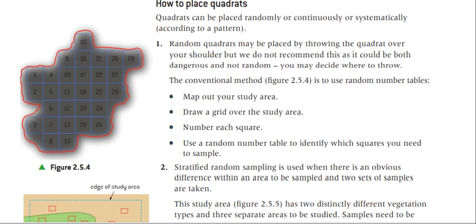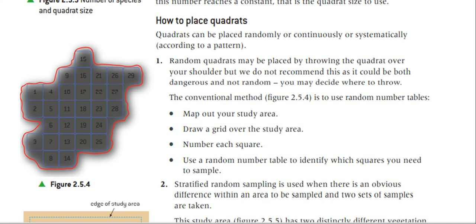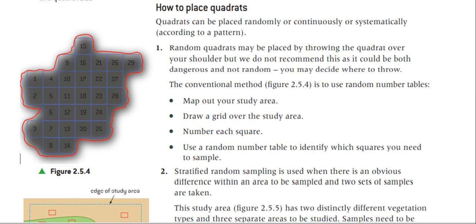Now, how to place the quadrats, right? It's a big question. How to do that? Please remember, it has to be done very randomly, very unbiased, okay? Very systematically and continuously also, according to the pattern. So random quadrats, okay, let's go through the data that we've been provided with, and I'll explain thoroughly accordingly.